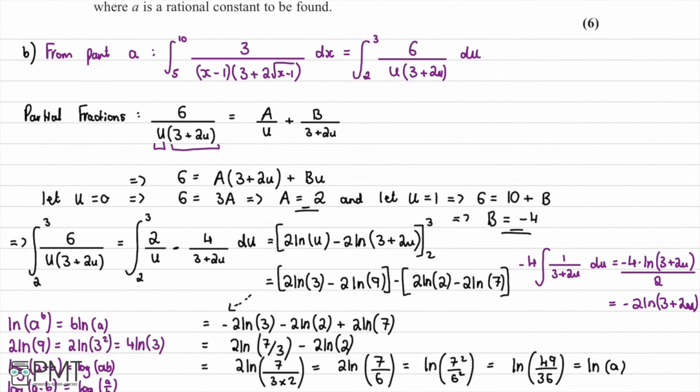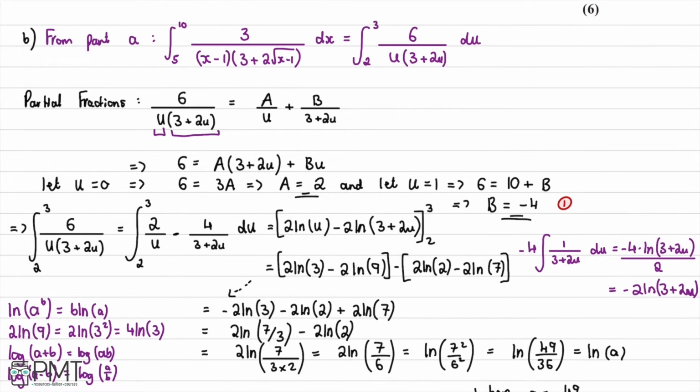This question was worth 6 marks, and we receive our first mark for knowing to use partial fractions and stating the values of a and b. So we received this when we stated our values for a and b, so at this stage here. We then received our second mark for having the correct partial fractions. So that was having 2 over u minus 4 over 3 plus 2u. So we received that second mark at this stage here.